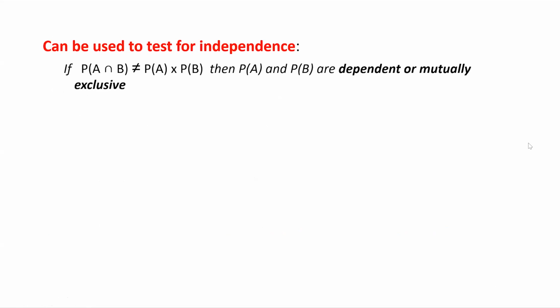This rule can also be used to test for independence. If you know the probability of A and B, if I give you the probability of A and B, and it does not equal the probability of A times B, then you know that A and B are not independent. A and B are dependent or mutually exclusive.